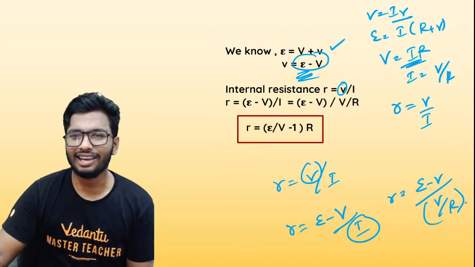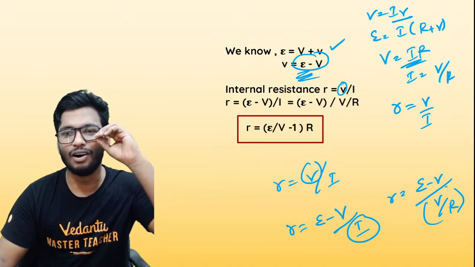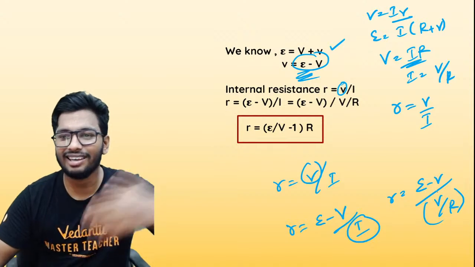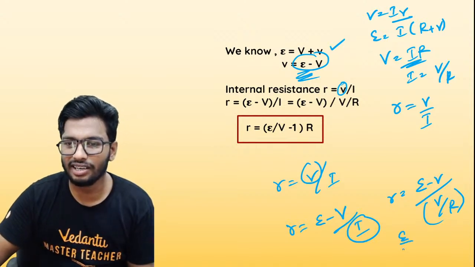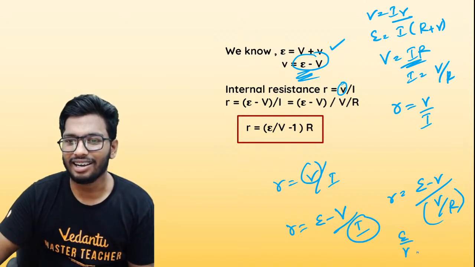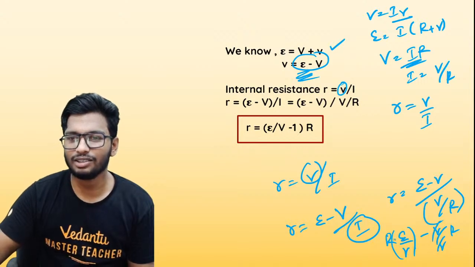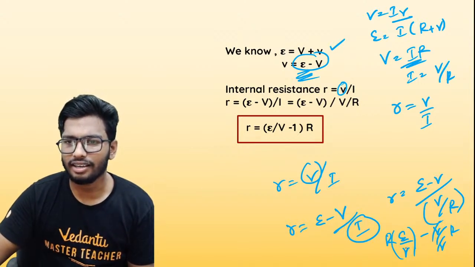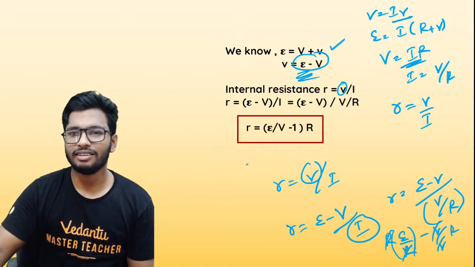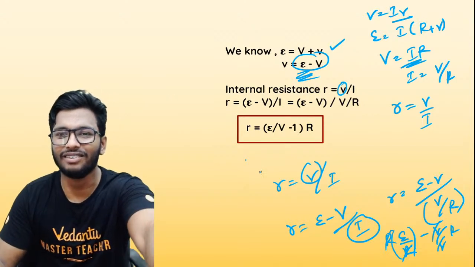Alright. Now just rearrange the equation. Basically divide this equation. So what do you get? Epsilon divided by V, and we'll take R to the numerator over here. And then again minus V by V into R. So V gets cancelled. R gets cancelled. So what are you going to get? Epsilon. Wait, what did I do now?